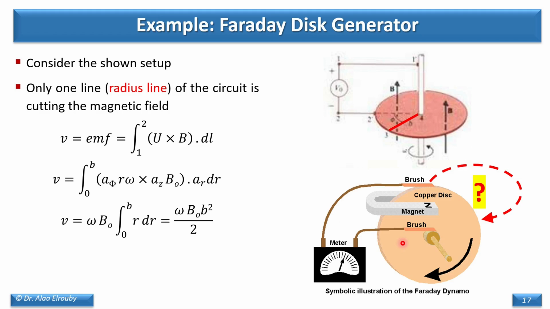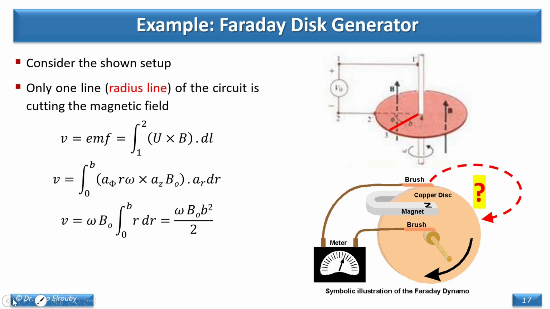One application for this phenomenon is Faraday's disk generator. Consider this schematic or this picture, where we have a source of magnetic field from north to south. So the magnetic field is going into the screen, and we have a rotating disk. We can draw it like this: we have a disk rotating, and in some area of the disk there is a magnetic field.